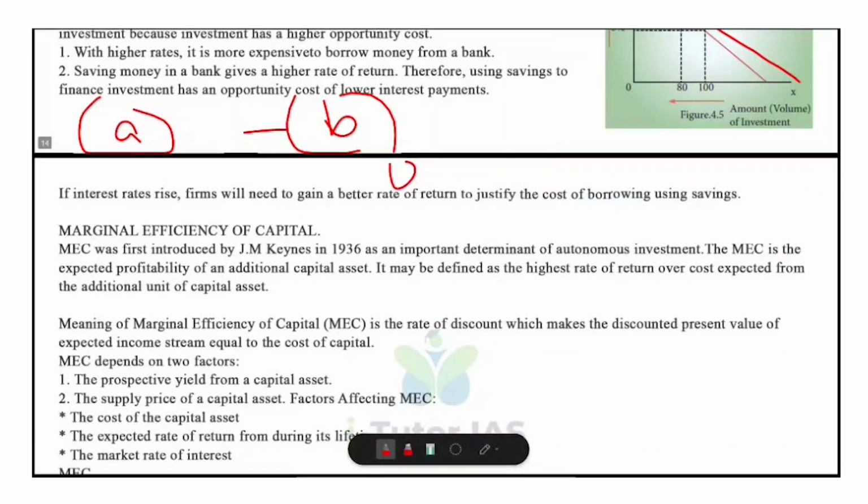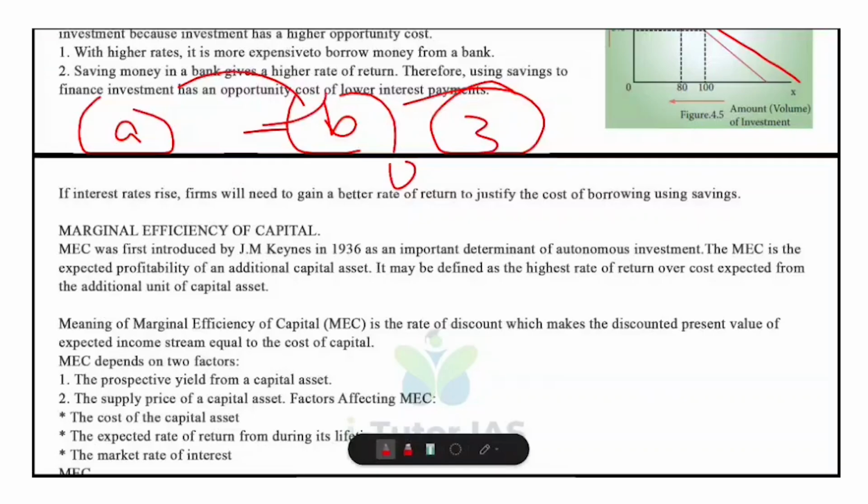And what is the third reason? Third point, yes, when the interest rate falls. If the interest rate decreases, say from 8% to 5%, what happens? Borrowing becomes cheaper. Now, even projects with slightly lower expected returns become profitable.